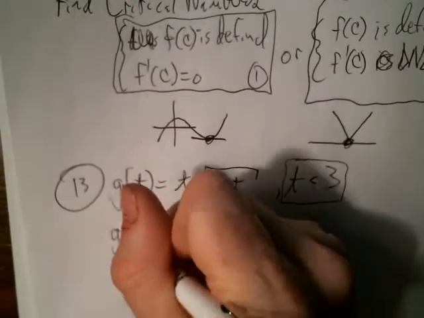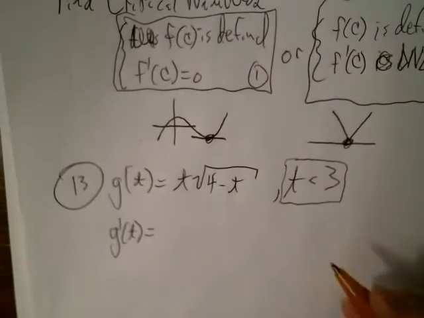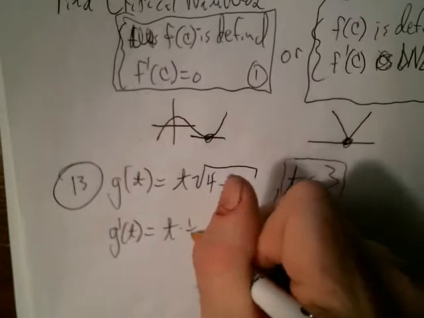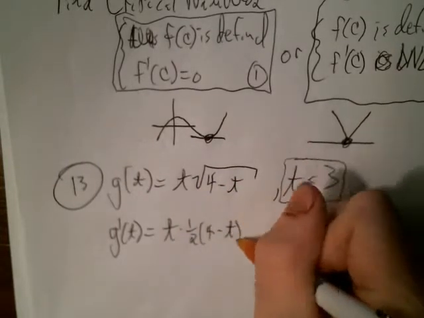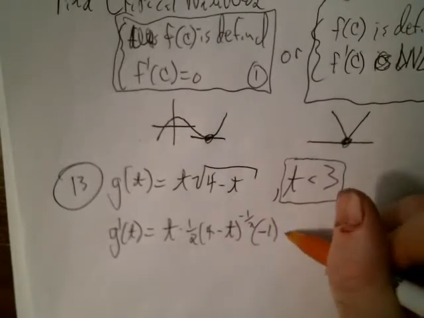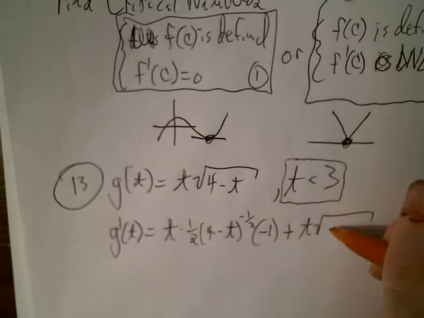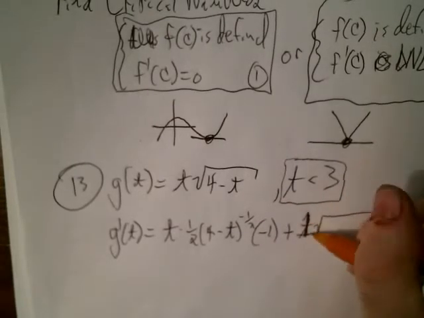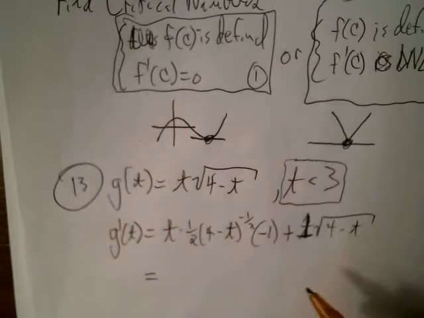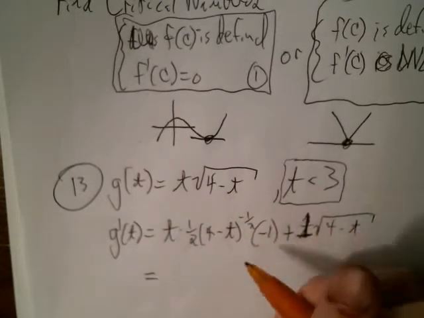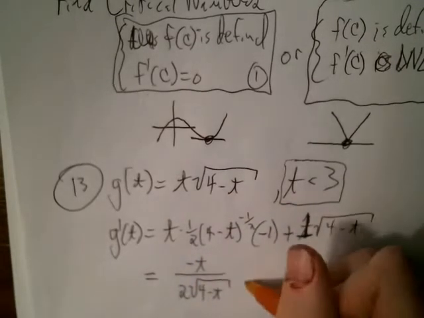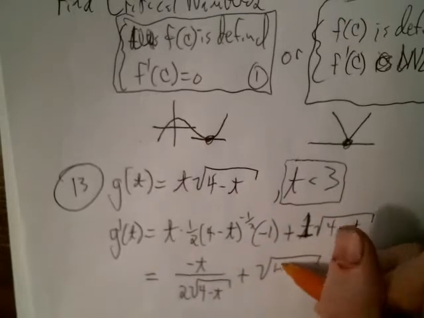Okay, so anyways, let's get the derivative. That should be kind of annoying. You need a product rule. I'll leave t alone and take the derivative of this part. So that's times 1/2 times 4 minus t to the negative 1/2, and then you need a chain rule times the derivative of 4 minus t, which is negative 1, and then plus t times the square root, then the derivative of t is just 1, so it's just 1 times the square root of 4 minus t. Okay, let's clean that up and rewrite it. So we'll have negative t all over 2 square root 4 minus t, and then plus just square root 4 minus t.